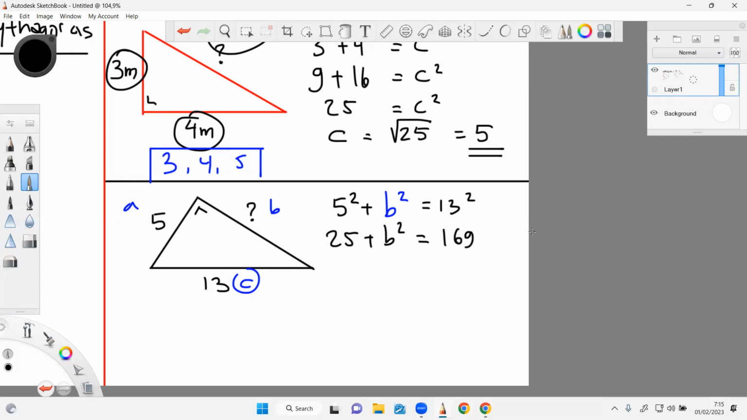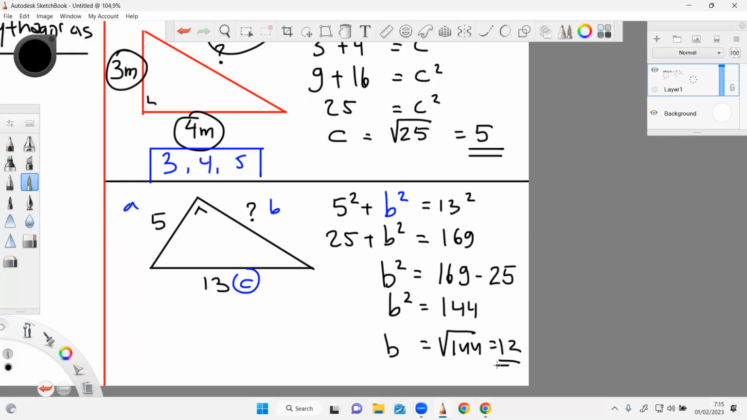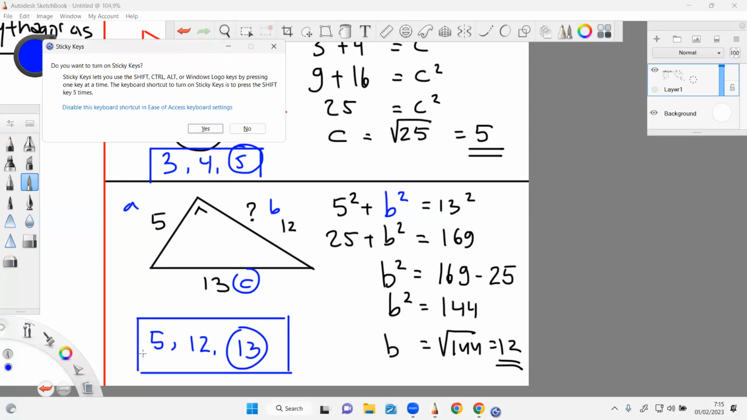You can use your calculator if you don't memorize, no problem. So B square equals 169 subtract 25, right? So 169 minus 25 is 144. What is the B then? 12. Square root of 144 is 12. Another good number. Okay, so this is 12. So we have another Pythagorean triple: 5, 12, and 13. Put the greater number on the most right side. Okay, so this is the second triple, right?